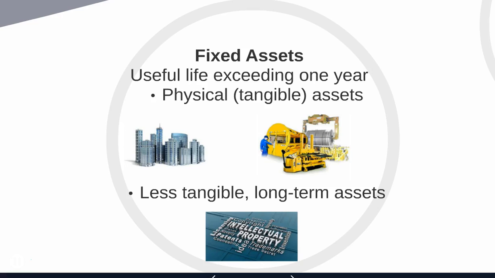So what are those assets which have a useful life exceeding 1 year? There are two major types of fixed assets. The first one is physical or tangible assets. Example, office buildings, plant and equipment. The second one is less tangible, but they are long-term assets. Example, patents, trademarks, copyrights.